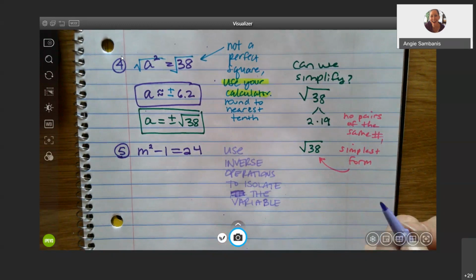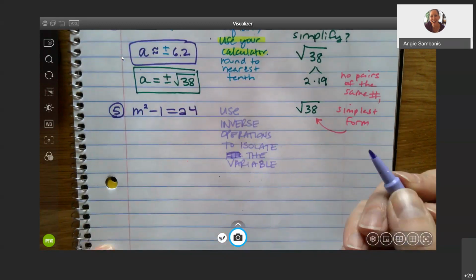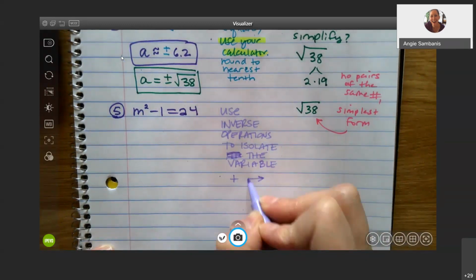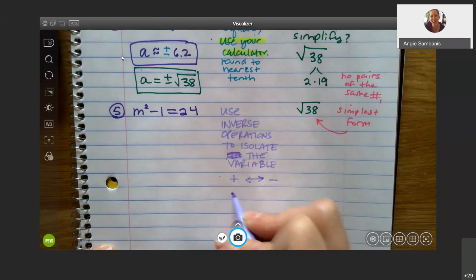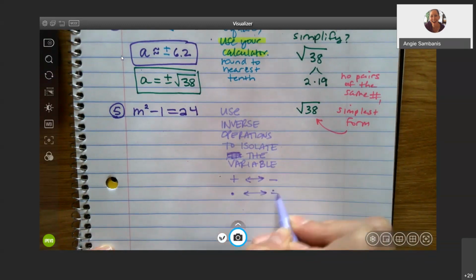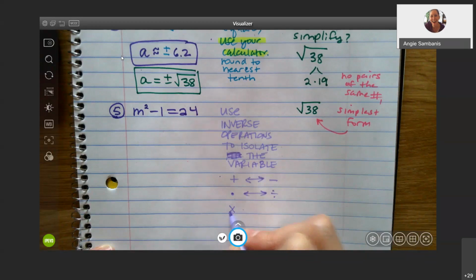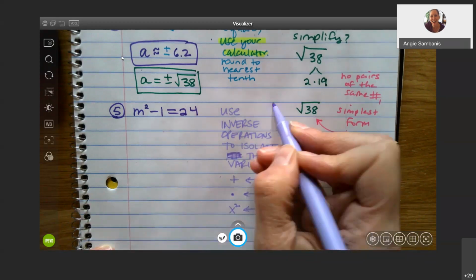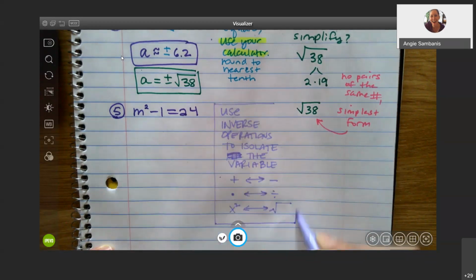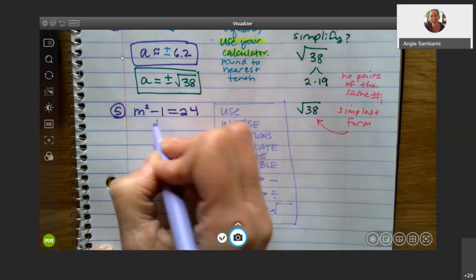Good, Jalen. Remember our inverse operations: adding and subtracting, multiplying and dividing, and then our newest, if we have an x squared, we're taking the square root. So yes, we're going to add 1 to both sides.